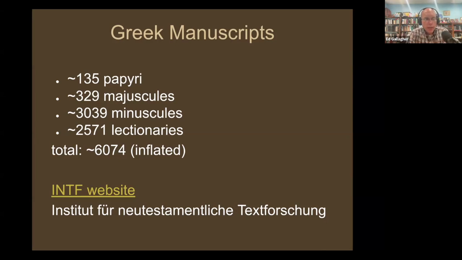The majuscules have a number. All the numbers of a majuscule start with a 0. So again, this is cited in the Greek New Testament. If you look in an apparatus to a Greek New Testament and you see a manuscript that starts with a P, you know that that's a papyrus manuscript. If you see a manuscript that starts with a 0, you know that that's a majuscule manuscript. If you see a manuscript number that does not start with a 0, you know that it's a minuscule. And then if you see a lectionary, it's going to have an L. So L, then a number. And so that tells you that it's a lectionary.